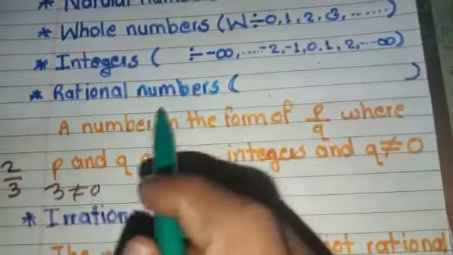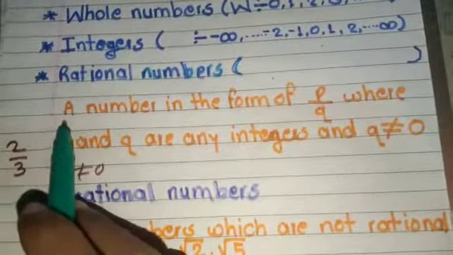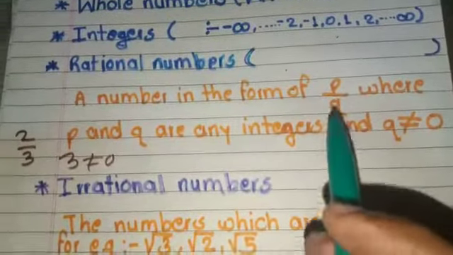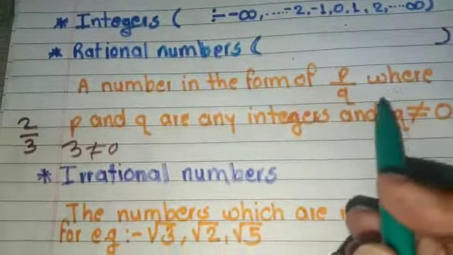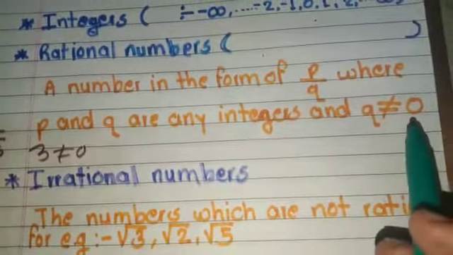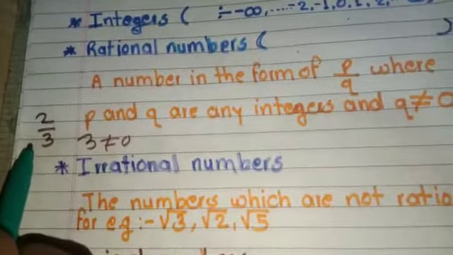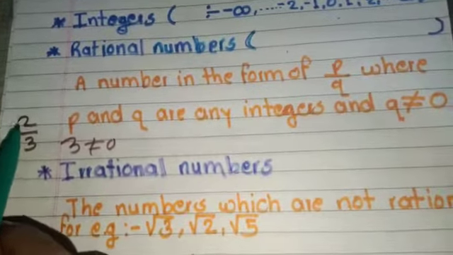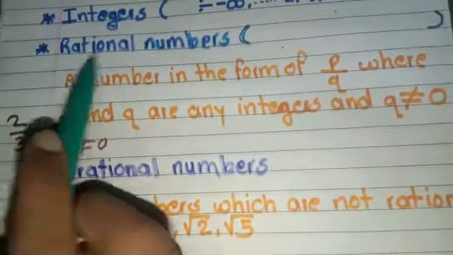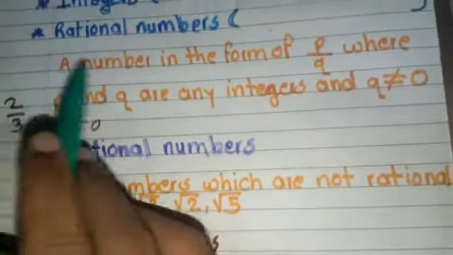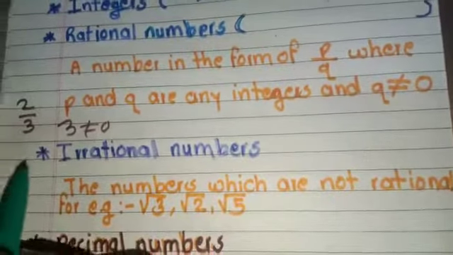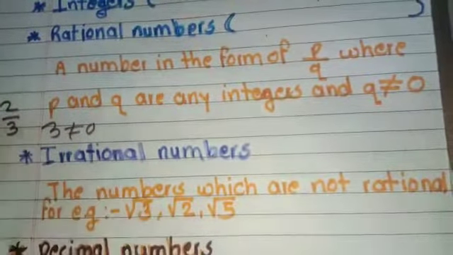So what is a rational number? It is a little different. It is a number in the form of a upon b, otherwise a number in the form of p upon q, where p and q are both integers and q is not equal to 0. For example, see 2 upon 3, given here. It is in the form of p upon q, and this 3 is not equal to 0, right? So that's why this is your rational number. I hope you understand what is meant by rational number. A number which is represented in the form of p upon q, where q is not equal to 0, will be your rational number.